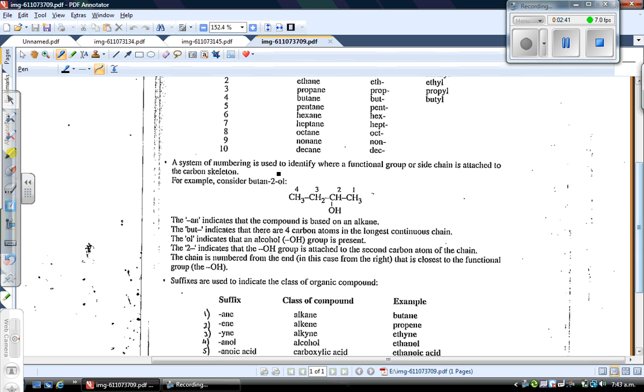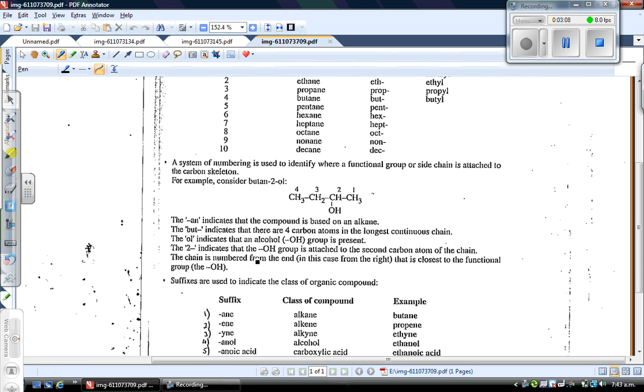A system of numbering is used to identify where a functional group or side chain is attached to the carbon skeleton. For example, consider butan-2-ol. So the an indicates that the compound is based on an alkane. The but indicates that there are 4 carbon atoms in the longest continuous chain, 1, 2, 3, 4. The ol indicates that an alcohol or OH group is present, right there. The 2 indicates that the OH group is attached to the second carbon of the chain, right there.